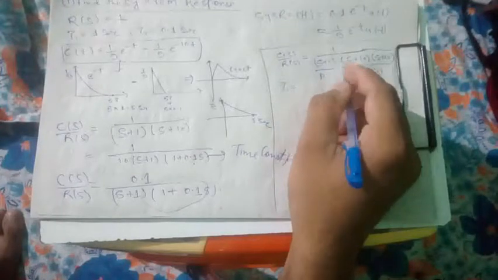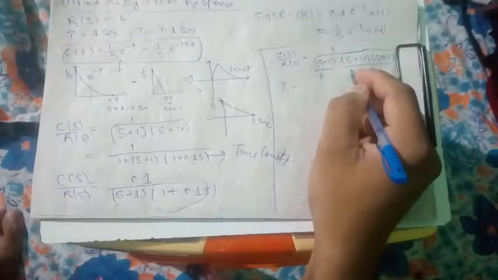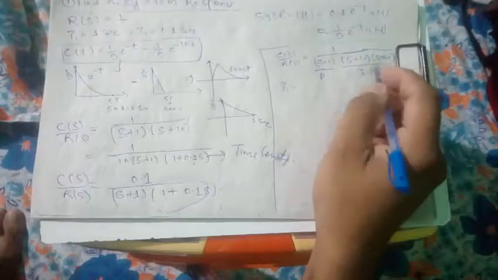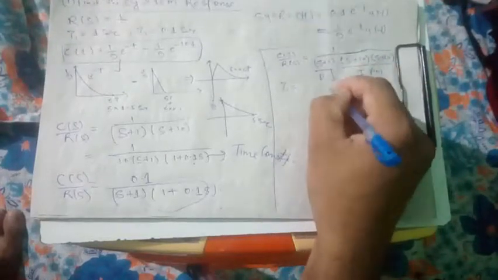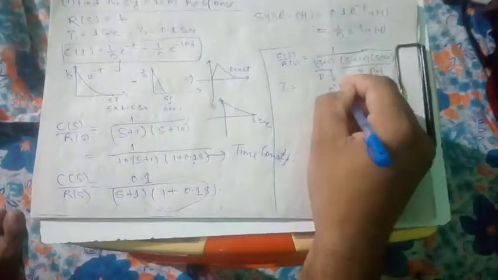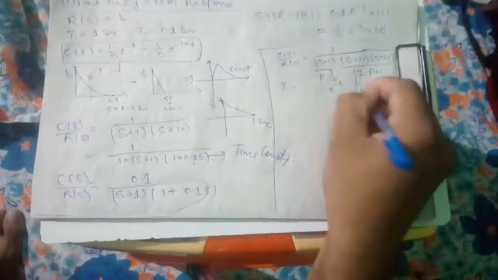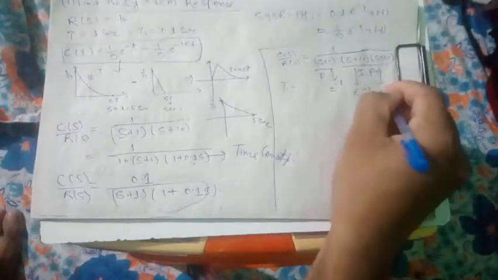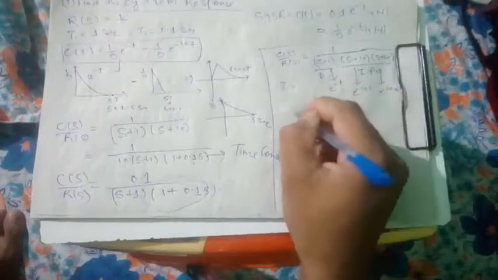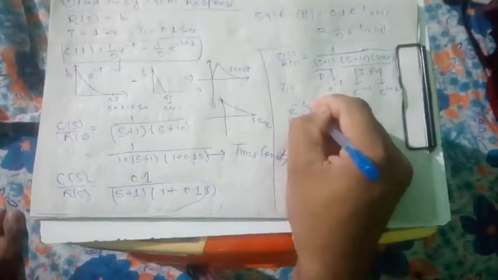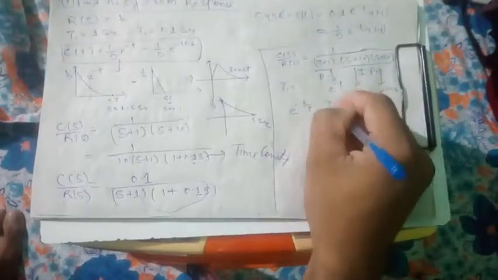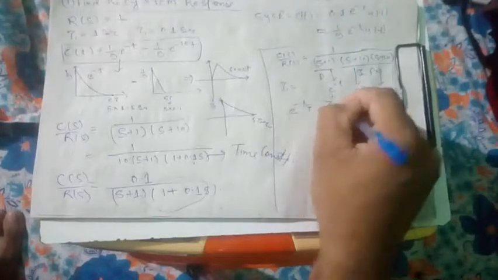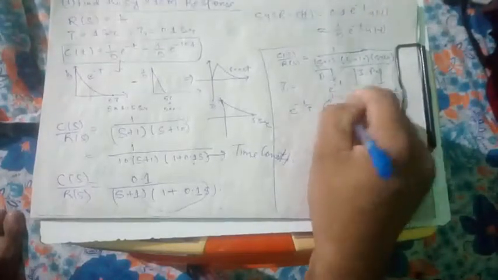इसको लिख सकते हैं e^(-t), इसको लिख सकते हैं e^(-10t), इसको लिख सकते हैं e^(-20t). और कंपैरिजन करेंगे हम e^(-t/τ) से, तो T1 क्या होगा इसके लिए? T1 इक्वल्स टू 1 हो जाएगा.